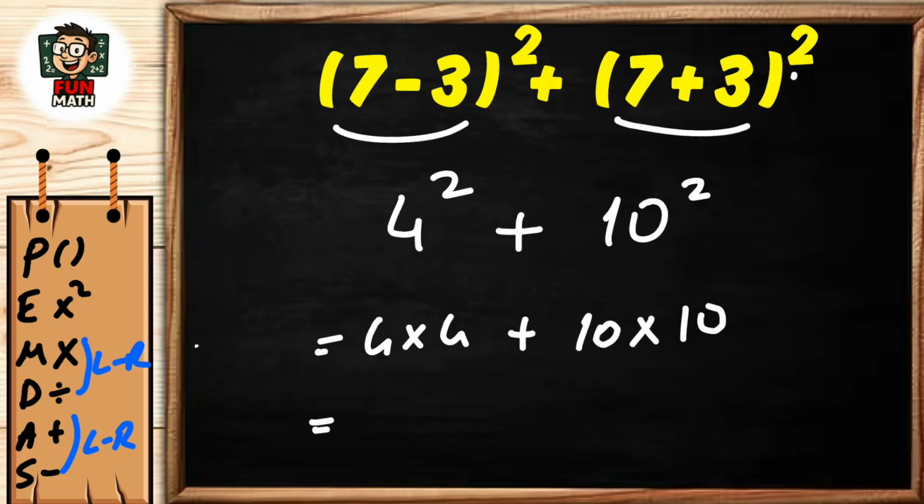Now let's find the result of the multiplication. 4 times 4 equals 16, plus 10 times 10 equals 100. Finally, addition. 16 plus 100 equals 116. We solved this question in detail.